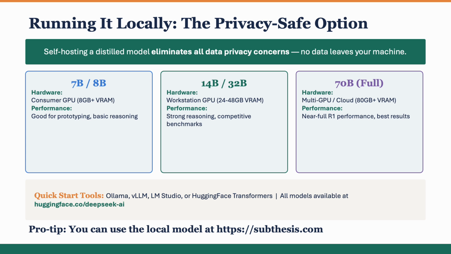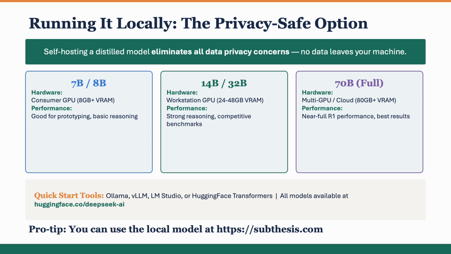For local hardware, the 7 billion parameter distilled model runs comfortably on a modern laptop with 16 gigabytes of RAM. The 14 billion and 32 billion parameter models need a dedicated graphics processing unit with 16 to 24 gigabytes of video memory. The 70 billion parameter model typically requires multiple graphics processing units or a high-end workstation.